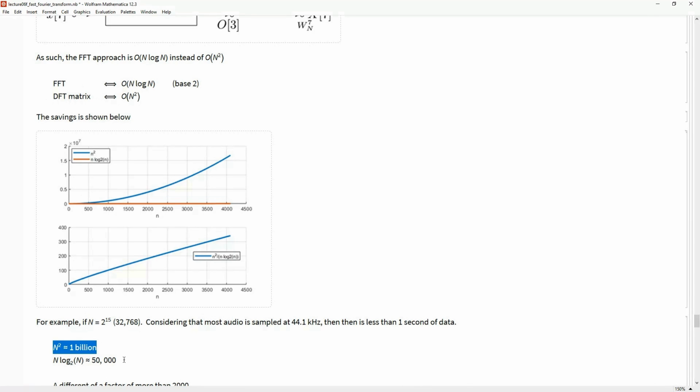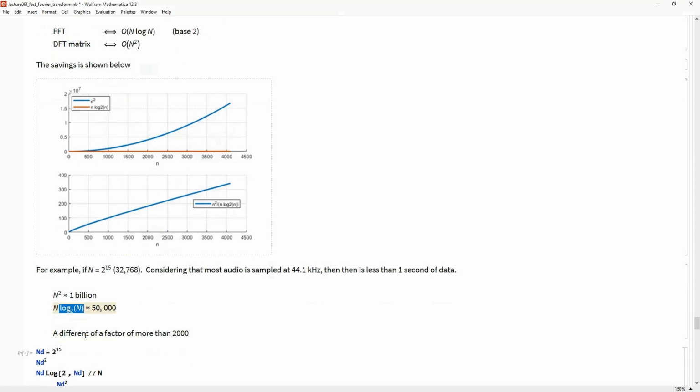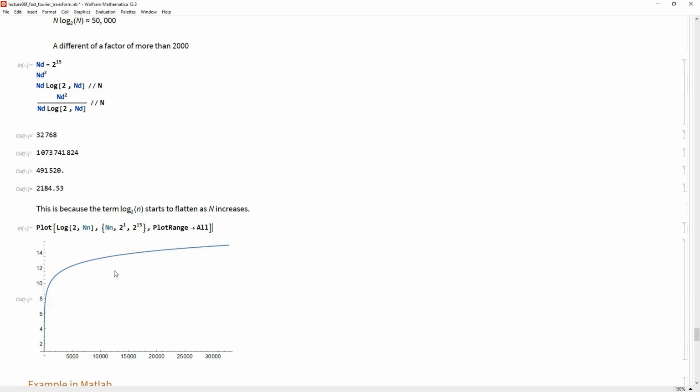Whereas the FFT operation, we're talking order of 50,000. So in this case, now you're talking about a difference of more than 2,000 times savings, right? So that is great. And I think if you want to think about why that's happening, it's because this log base 2 of n starts to flatten out pretty quickly. In fact, I've got a plot of that right here. So here's log base 2 versus n.